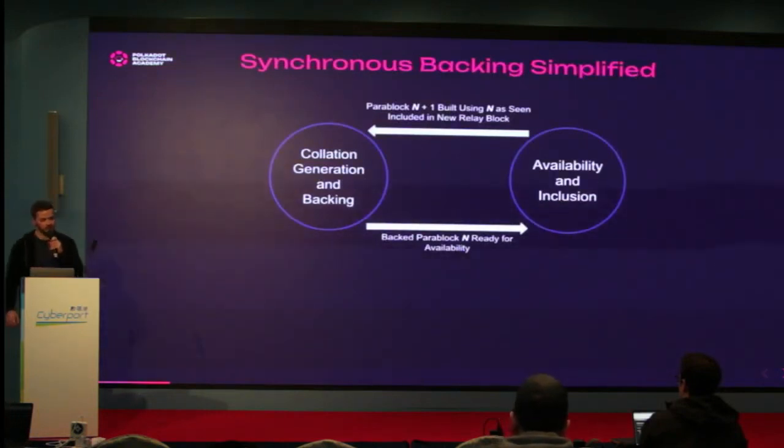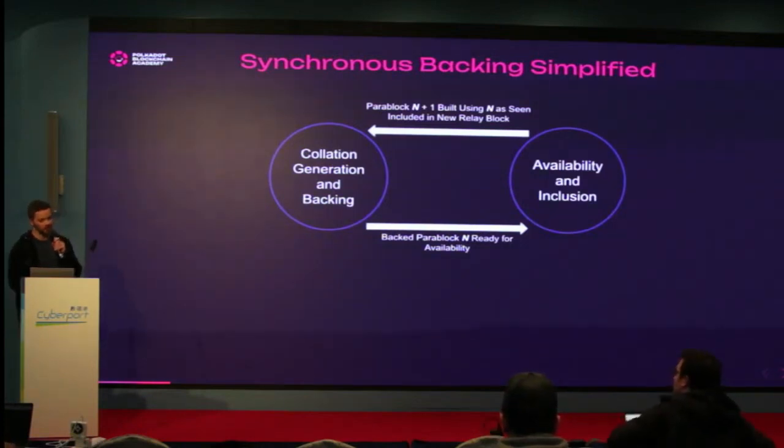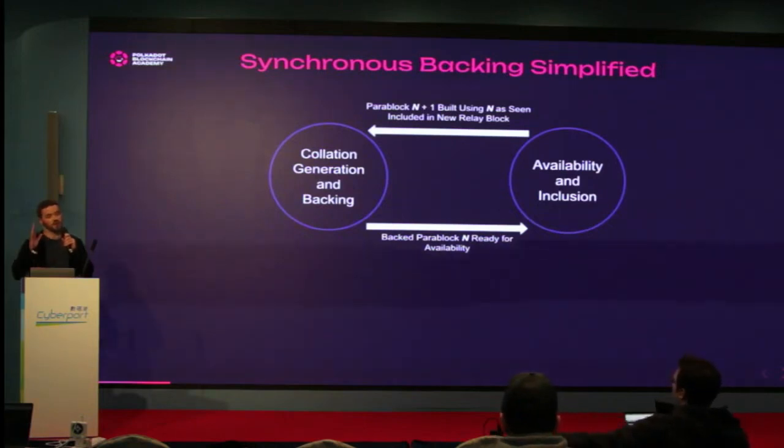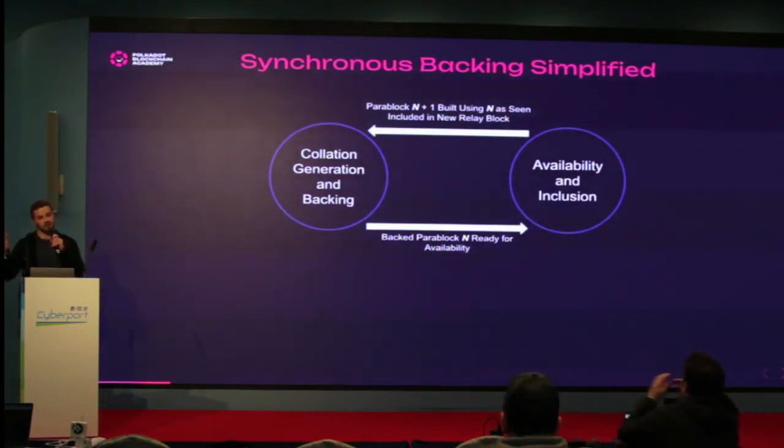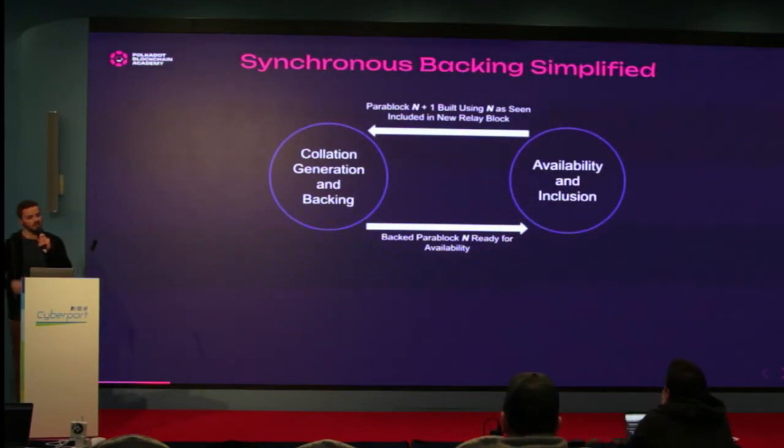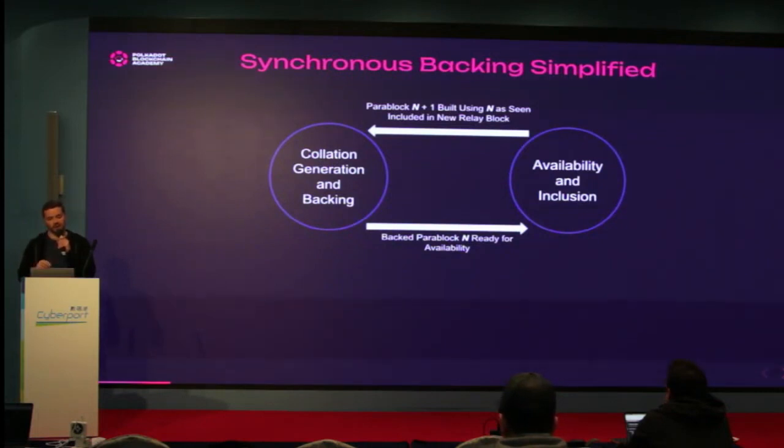All right, so first we're going to touch on synchronous backing. That is the current form of backing that's running on Polkadot. We have two basic processes. We have collation generation and backing, which is collators on the parachain side creating parachain blocks, sending them up to a backing group as collations, and backers providing backing statements after re-executing those blocks. So all of that happens on one side here, and you can see that after all this is done, our white arrow on the bottom shows that parachain block N is ready for availability at that point.